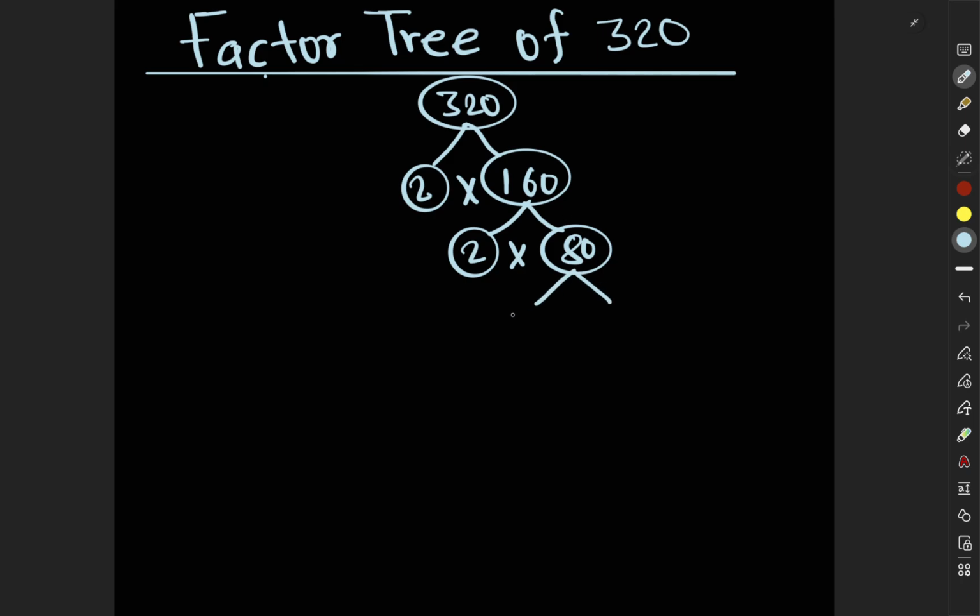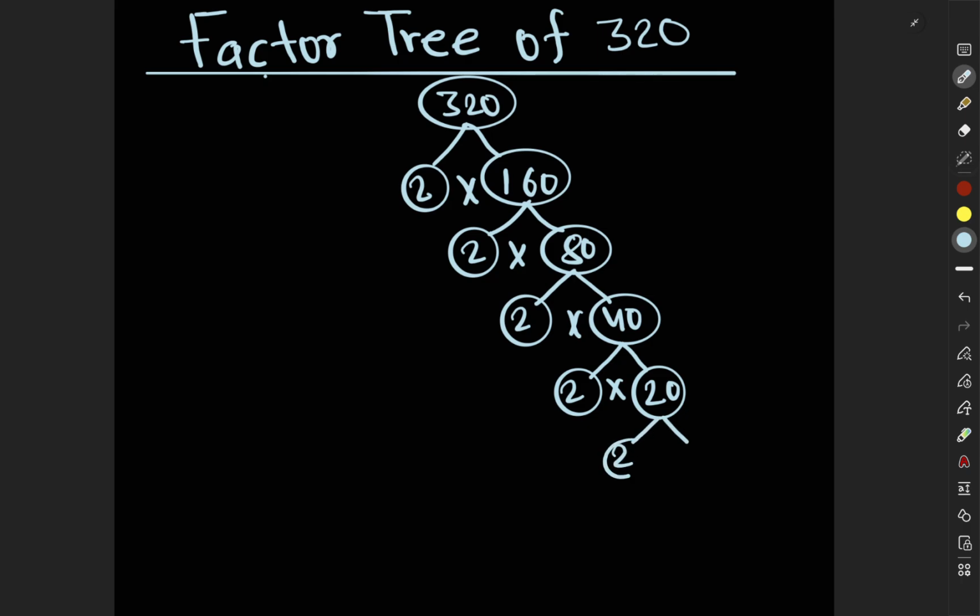80 can be written as 2 times 40. 2 times 40 means 80. 40 can be written as 2 times 20. 2 times 20 means 40.